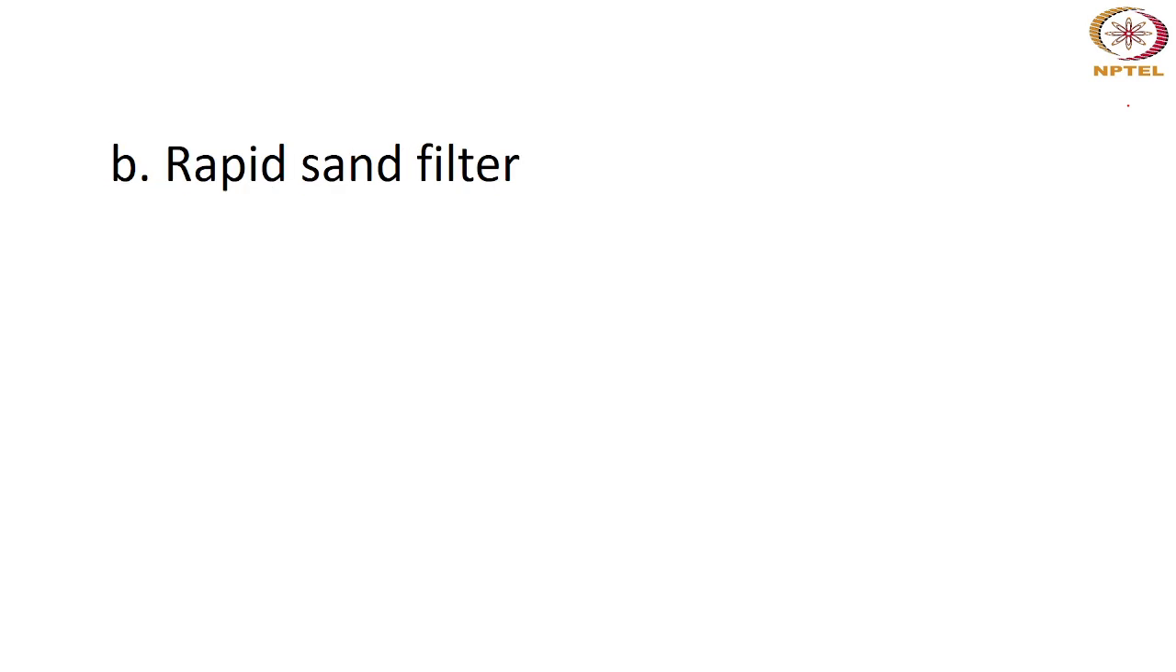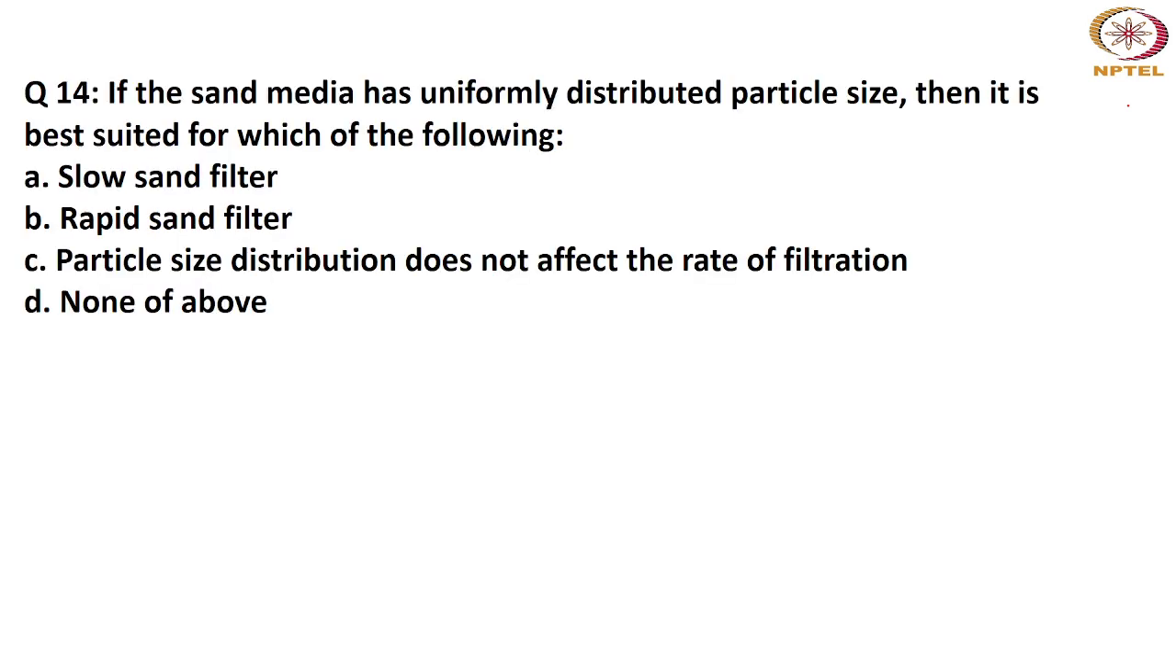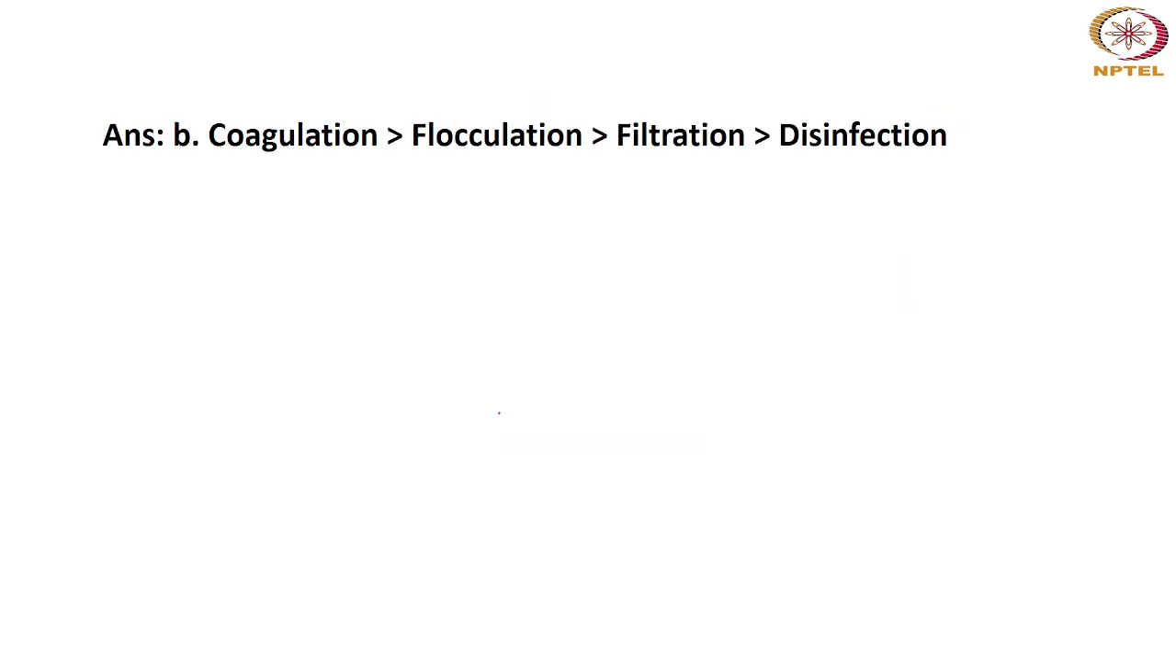So the correct answer is B, rapid sand filter. I already discussed this in a previous question. A few questions back, I already discussed that in case of uniformity, we prefer a rapid sand filter, but in case of non-uniformity, it is a slow sand filter, right? So it is as simple as that.